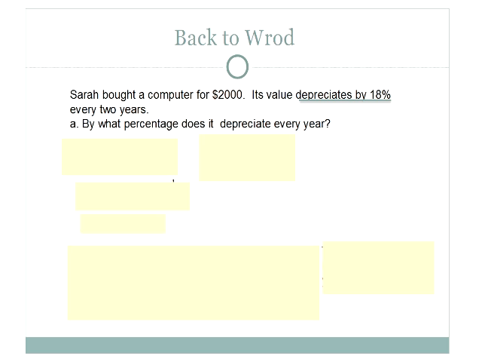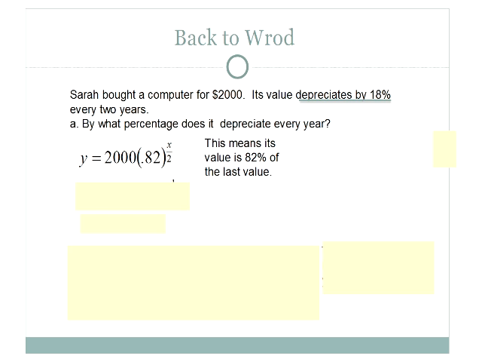So here's another question. Sarah bought a computer for $2,000. Its value depreciates by 18% every 2 years. By what percentage does it depreciate every year? A lot of people will say 9%. It's not actually true. Let's take a look. If it's losing 18% every 2 years, that means 82% of its value is remaining. So that's going to be the common ratio.